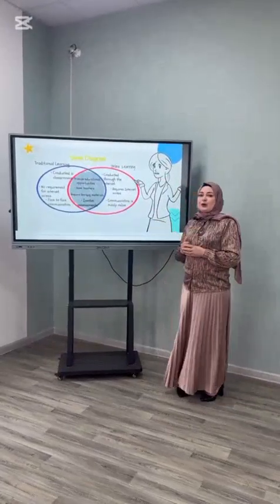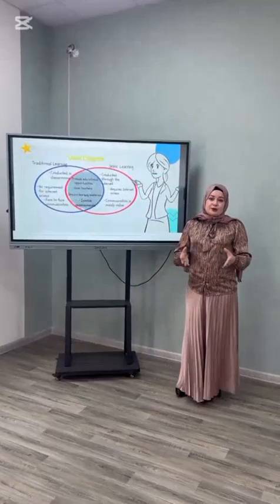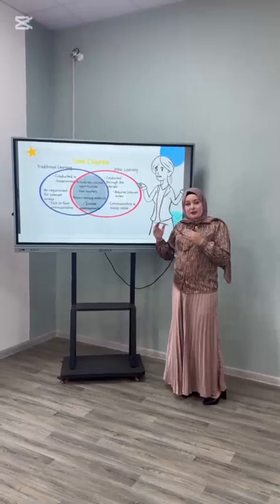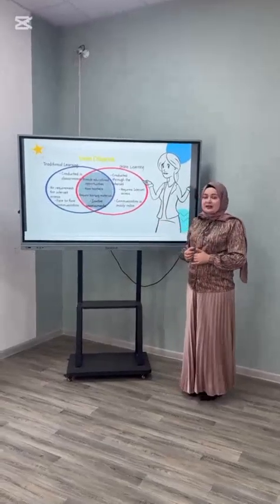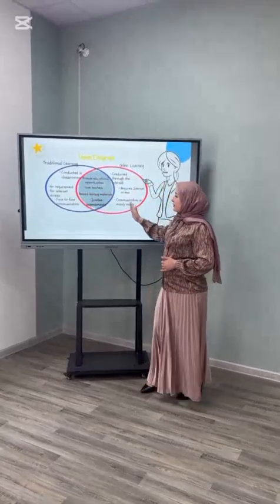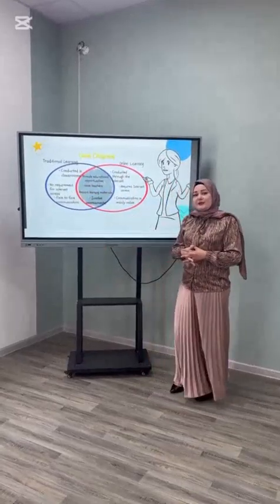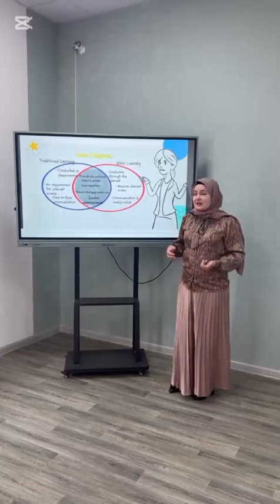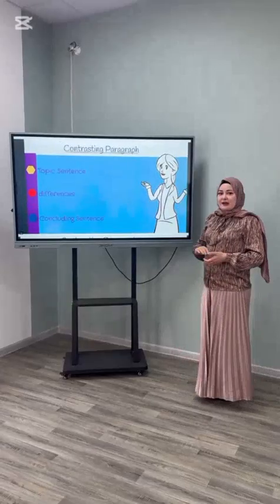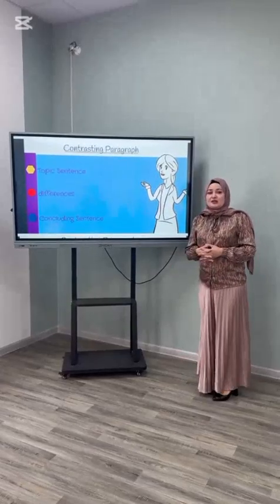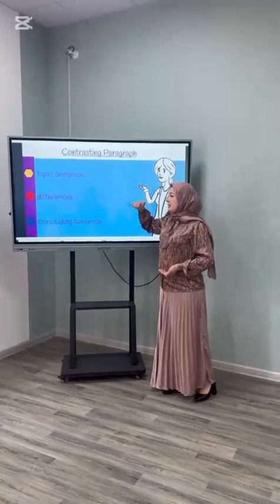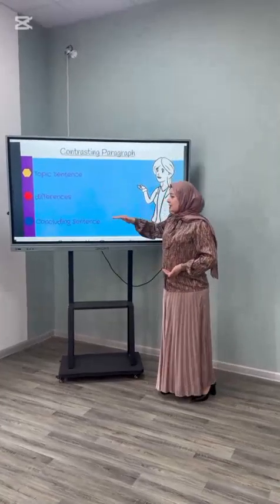Now we need to learn how to write a good contrast paragraph. Again, look at the Venn diagram. This time we need to collect information which is given at the edge of each circle, the differences, because the next paragraph is dedicated to contrasting the two objects. Look at the contrasting paragraph. It also has the same structure as a compare paragraph: topic sentence, differences, and concluding sentence.